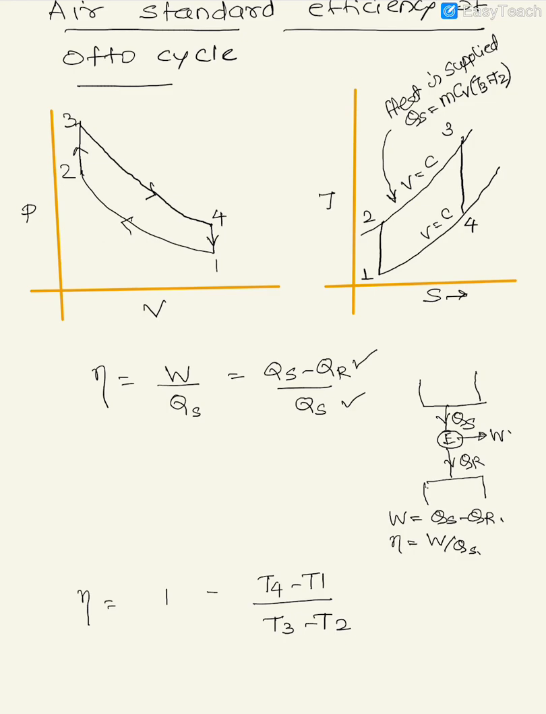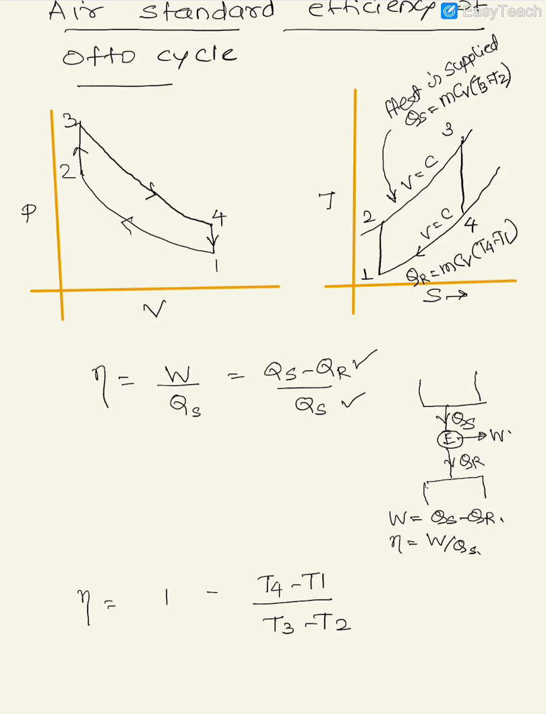Similarly, the heat is rejected in the process 4 to 1. This also happens at constant volume. So the heat rejected, QR, is equal to m Cv (T4 minus T1). This is the heat rejected.